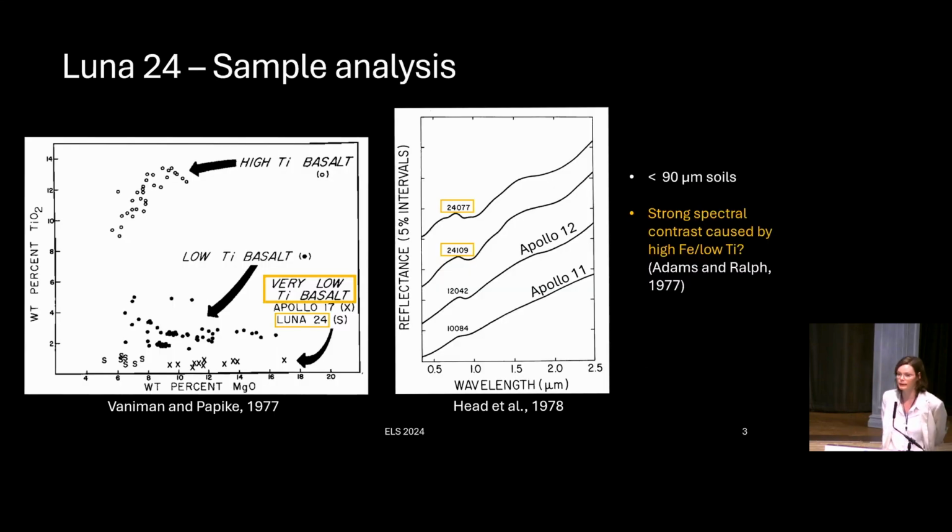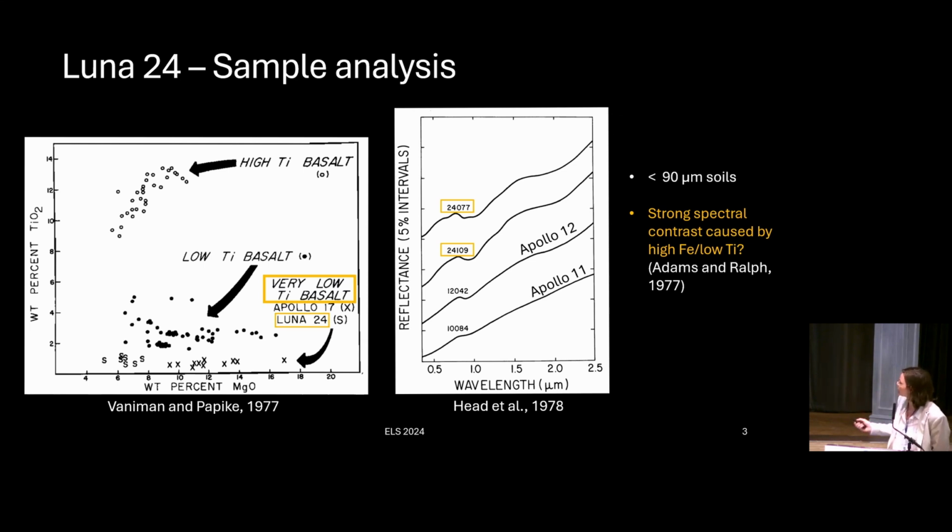An analysis of those soils showed that, well, the pointer doesn't work, I guess. The graph on the left shows the emplacement of the Luna 24 soil samples. This graph represents the weight percent of titanium, TiO2, against the weight percent of MgO. Those are very low titanium basalts, pretty similar to Apollo 17 samples, which are represented by the X symbols on the same graph.